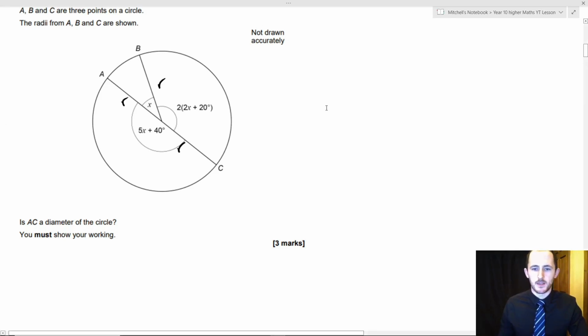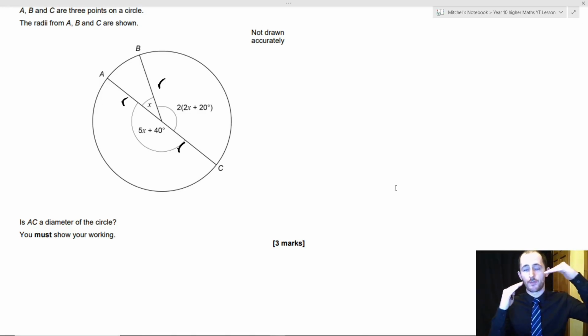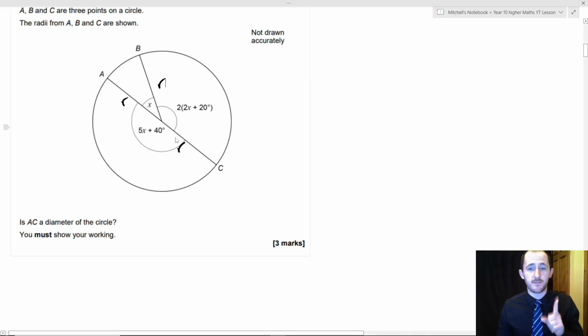Okay? So the definition of a diameter, and again you need to know the definitions of different parts of a circle, is a straight line that goes through the middle of a circle. That's it. I know for a fact AC goes through the middle because it's the radius. The thing I don't know is if it's a straight line. So I know it goes through the middle, I just don't know if it's straight. How can I tell if it's straight?